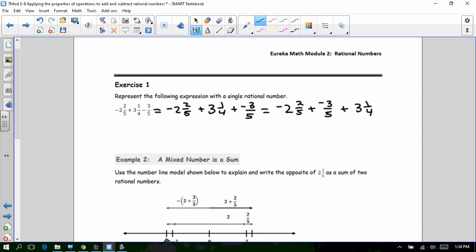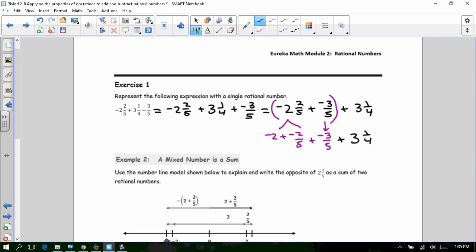If I set it up like that, I now have fractions with the common denominator next to each other. They both have that common denominator, so I should be able to add those pretty easily. I also want to use this idea of breaking these numbers apart. I'll break -2 2/5 into -2 plus -2/5, because that whole thing is negative, and then plus -3/5. Nothing's changed there, and the 3 1/4 is still out there.